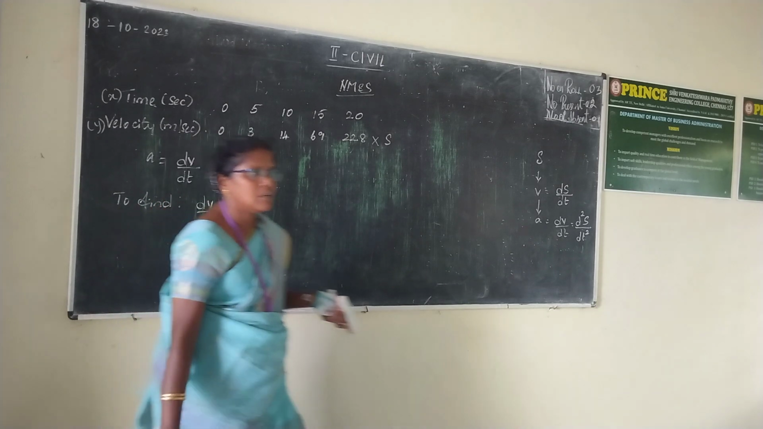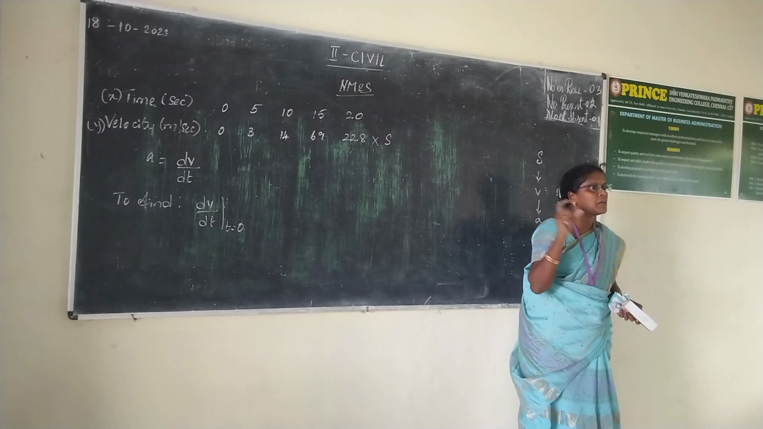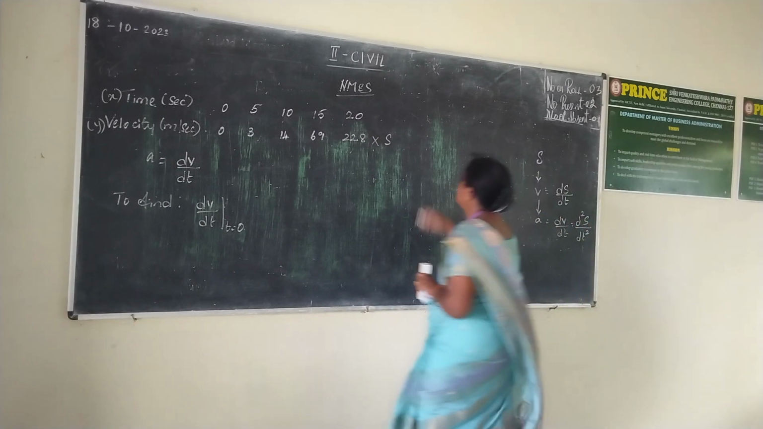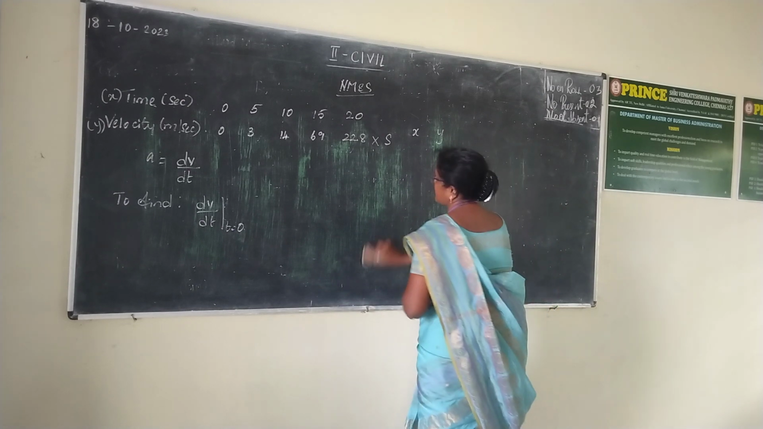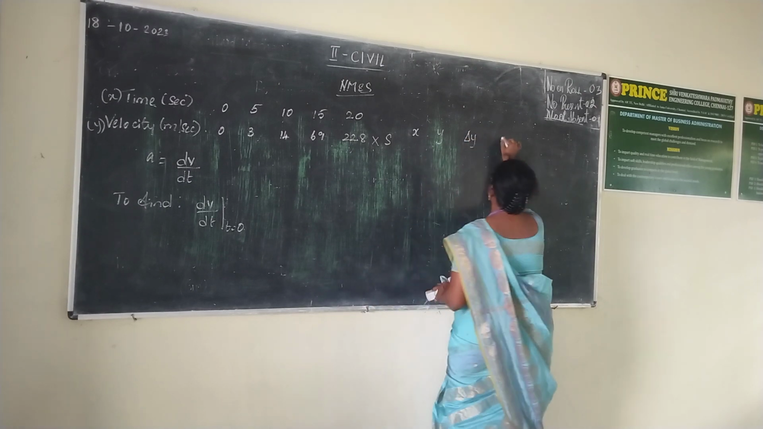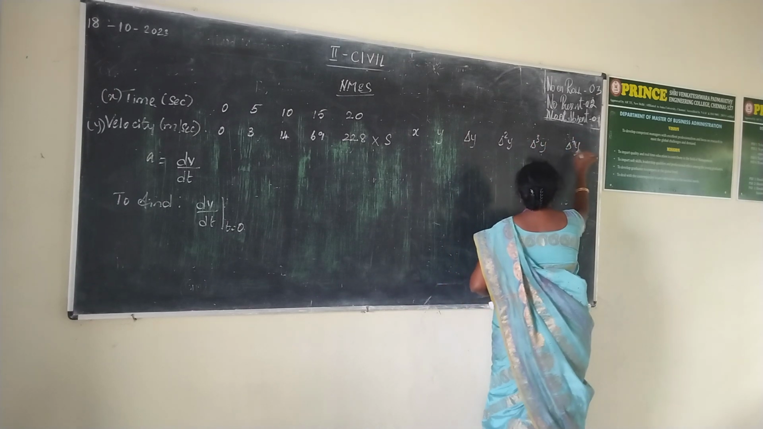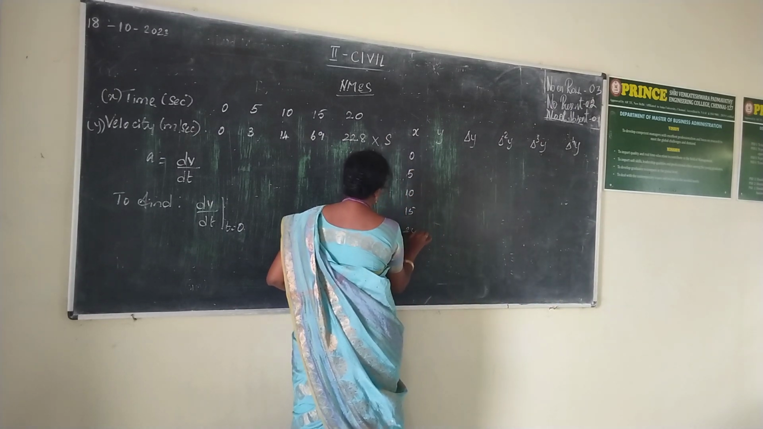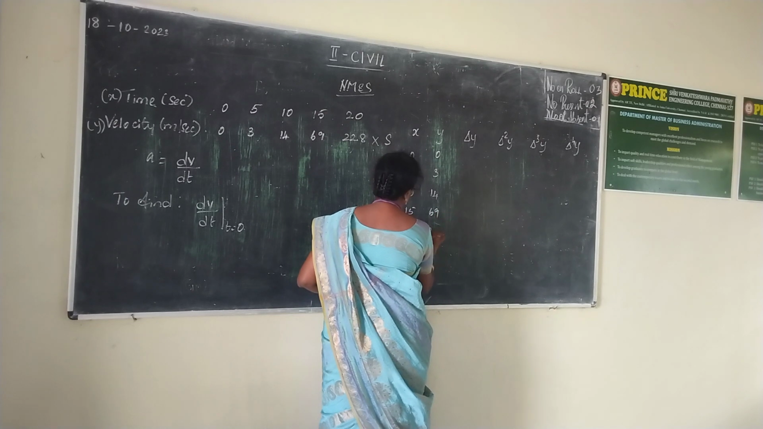Equal interval or unequal interval? Equal. Equal means which formula can we apply? Forward. How many differences can you find? 4 differences: del y, del square y, del cube y, del power 4 y. So the x values are 0, 5, 10, 15, 20. The y values are 0, 3, 14, 69, 220.